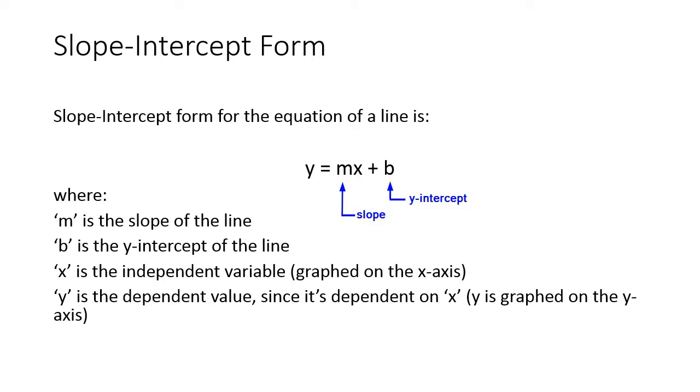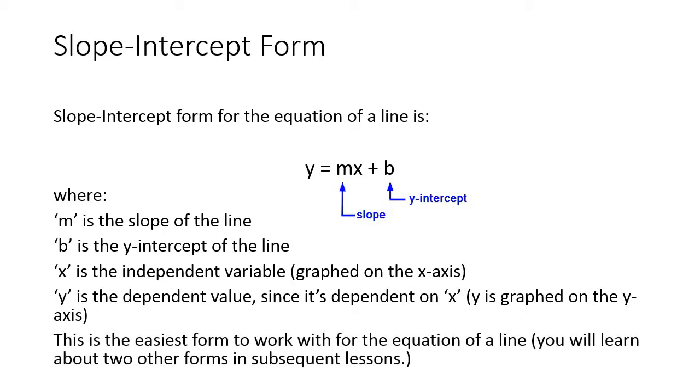So when we fill out this equation, y and x stay as y and x, and then we put in numbers for m and b, and then that will represent graphically a line. So for any point on that line, you can put in a value of x from that point, and then it'll give you the value of y for that point. This is the easiest form to work with, as I mentioned, for the equation of a line. You will learn about two other forms in subsequent lessons.